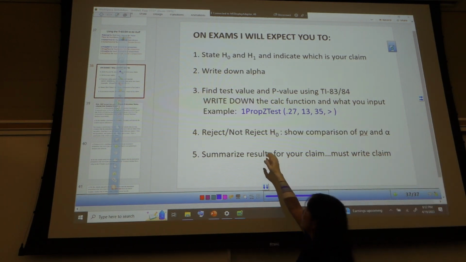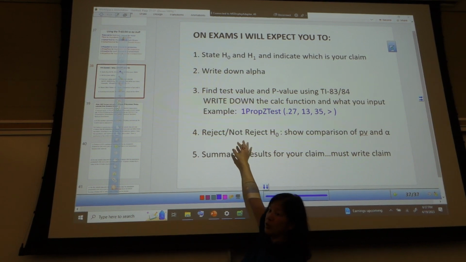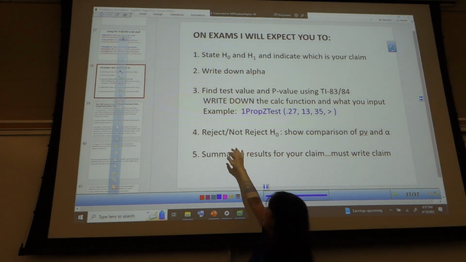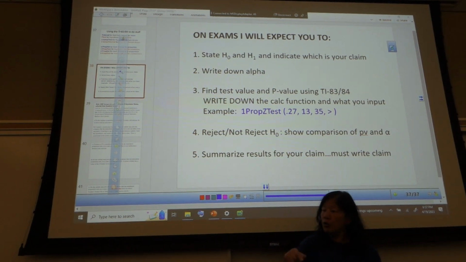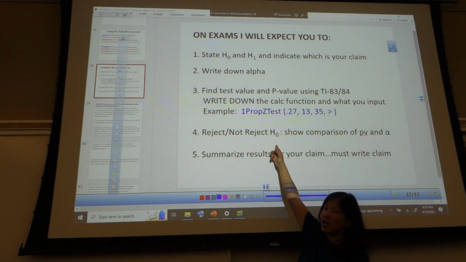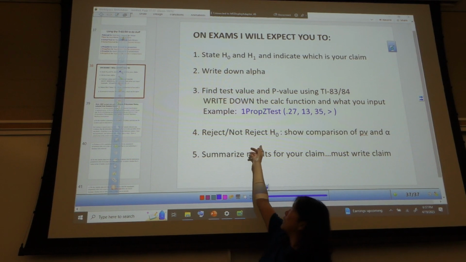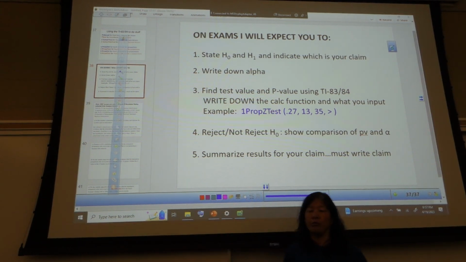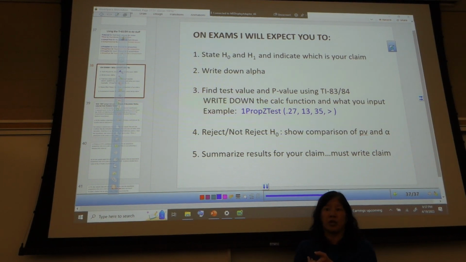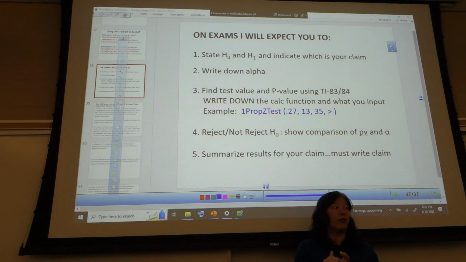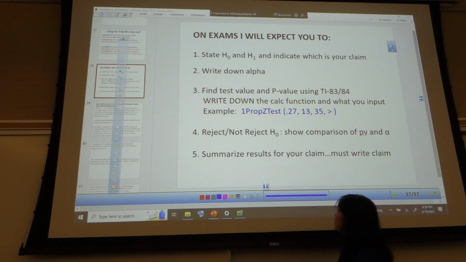And then step 4, either reject or not reject or fail to reject. Either one's fine. H0. Don't forget to write H0. Do it now, right? Practice it so you do it on the exam. Because if you don't write down H0, that's a point every time, every problem. If you don't write down reject and not reject, that's even bigger because that's the key part of step 4, is either rejecting H0 or not rejecting H0. H0's on trial. You're either going to reject it or fail to reject it.